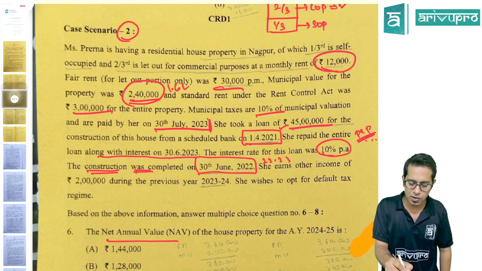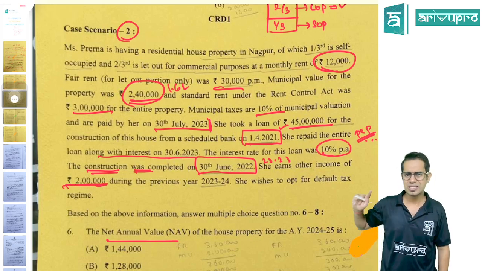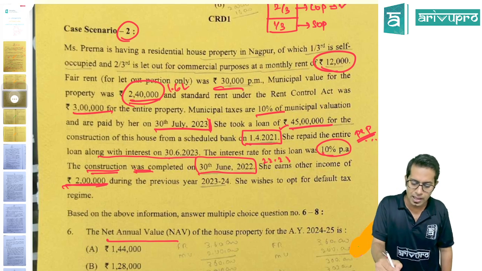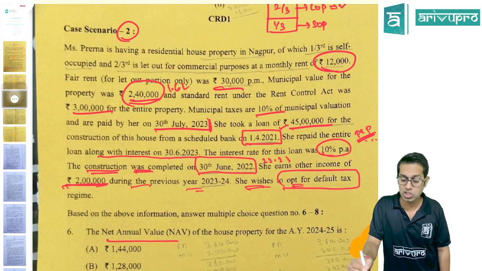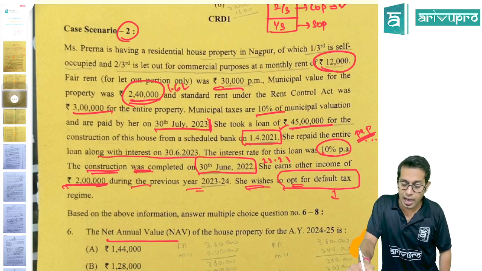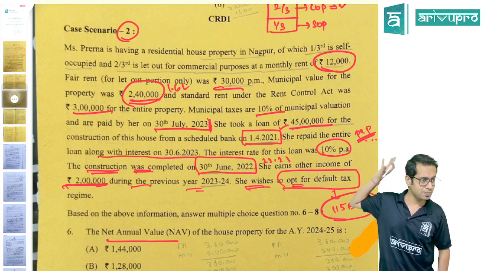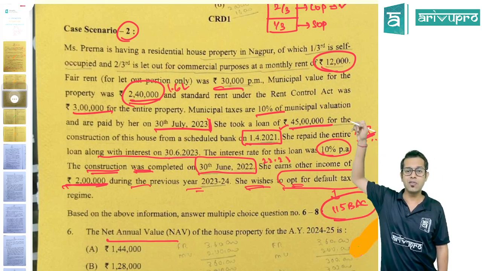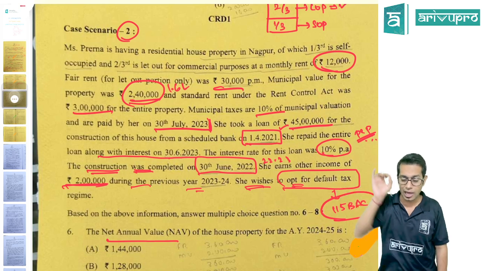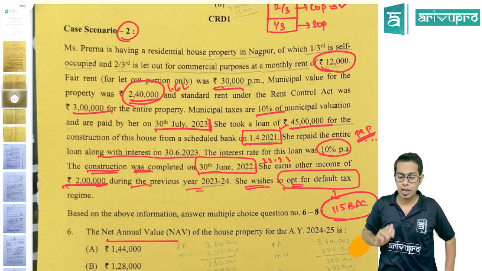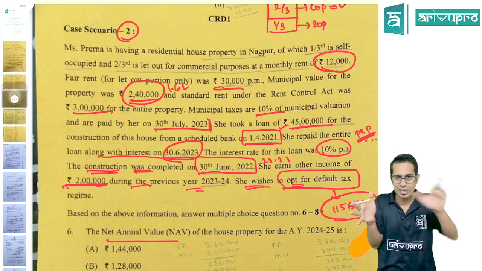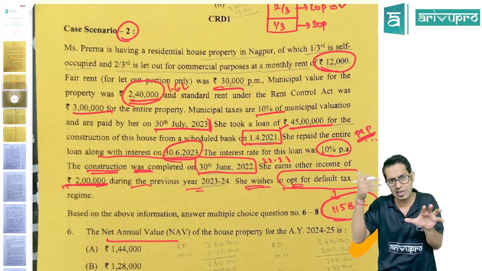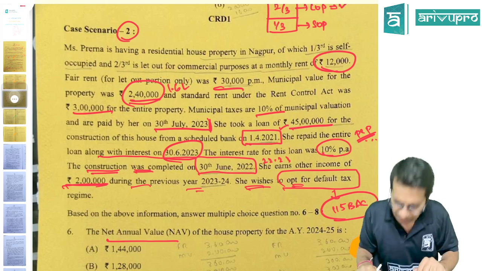She earns other income of 2 lakh rupees. This other income is required for finding your total income. During the previous year 23-24, she wishes to opt for what, sir? Default regime. She wants to opt for 115 BAC. What does 115 BAC say with respect to this point? 115 BAC says if it is a self-occupied property, interest deduction will not be allowed. So proportionately, whatever interest is there for the current year, you should divide that interest for let out as well as self-occupied. For self-occupied, that interest deduction will not be allowed. Only for let out, the interest deduction will be allowed.